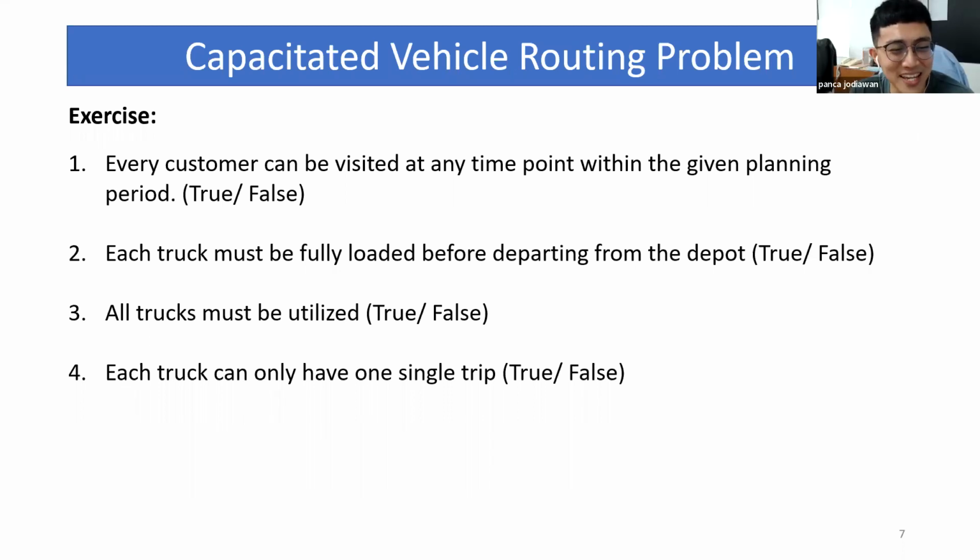Okay, so each truck can only have 1 single trip. It's true because we are talking about the capacitated vehicle routing problem, CVRP, and there is another variant called the multi-trip vehicle routing problem, and in that case, this statement is false. But for the basic CVRP, this statement is correct because we assume that each truck can only have 1 single trip.